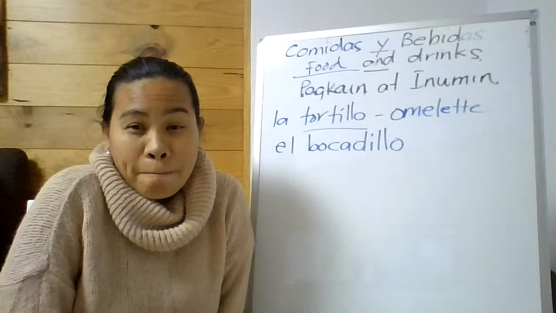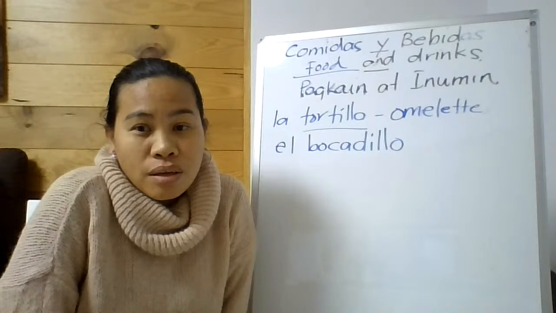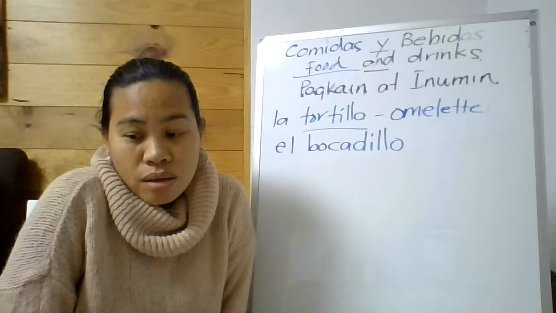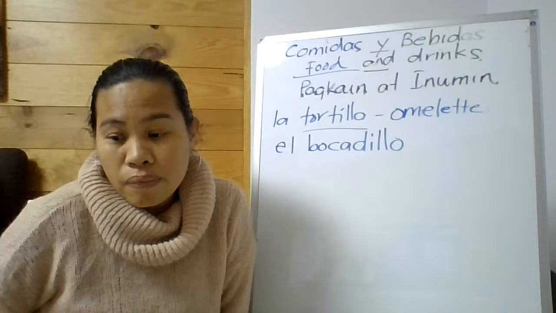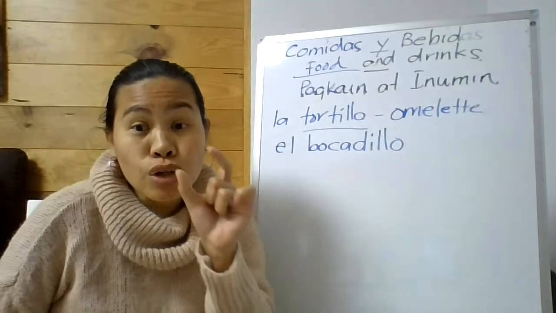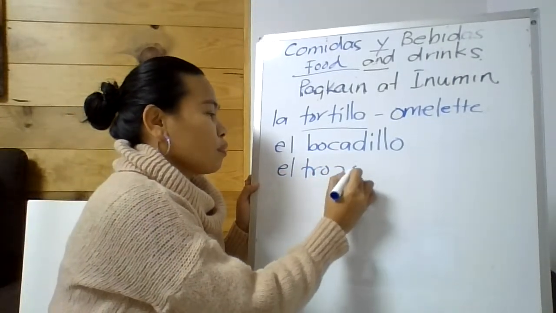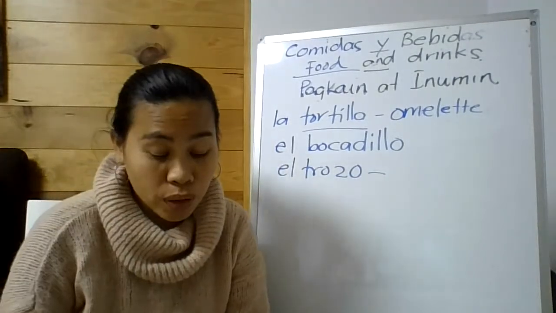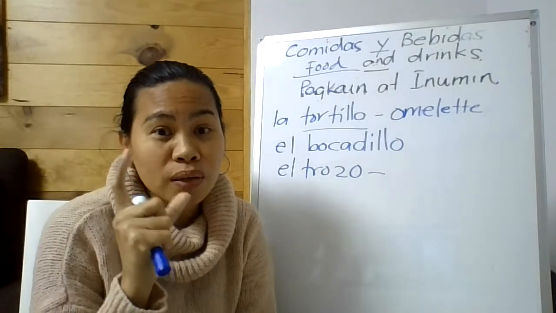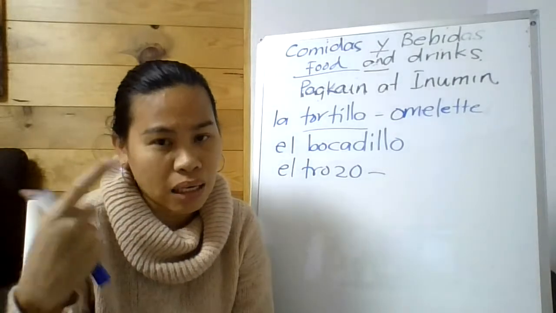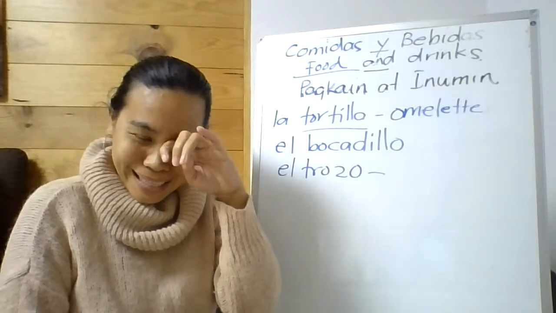So, do you have other question, Kenneth? El trozo, slice. El trozo, slice. For example, you will say in the restaurant, quiero un trozo de tortilla. Un trozo. O la tarta. One slice of. Wala na po. Thank you. Thank you, Kenneth.